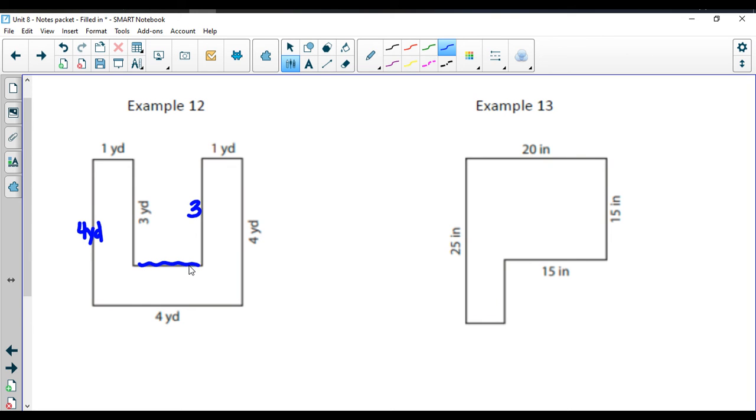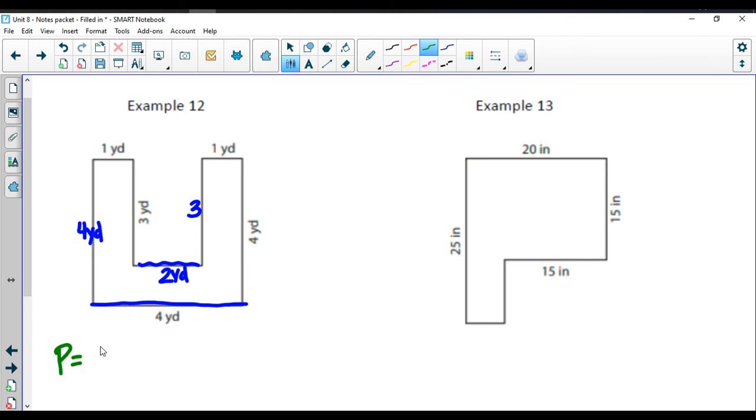So to find this piece, we actually have to do a little work. We have to realize that the whole entire bottom here is 4. And we have to realize this part's 1 and this part's 1. So these are going to be equal to each other. So this part is going to be equal to 2 yards. So what I'm going to do is trace my shape and write down the numbers as I go just to be able to keep track.